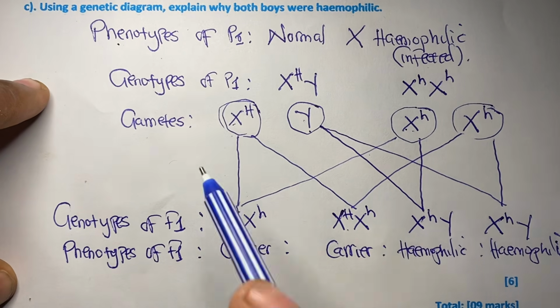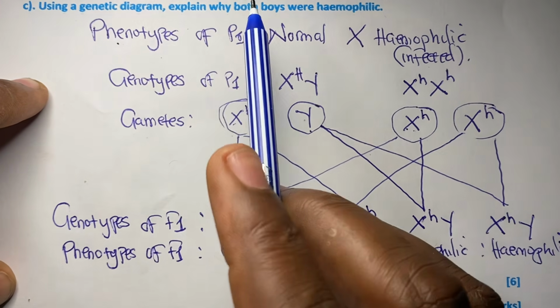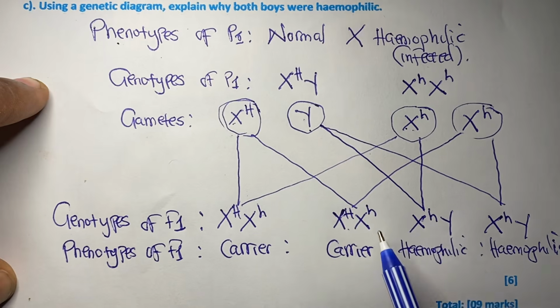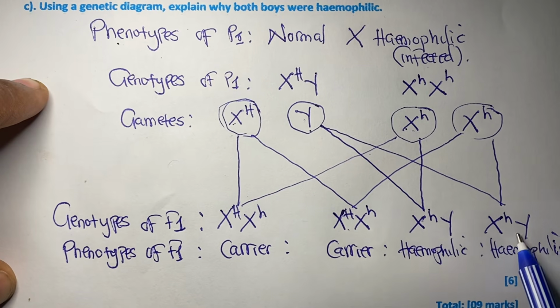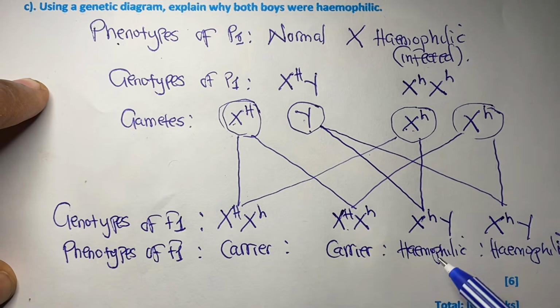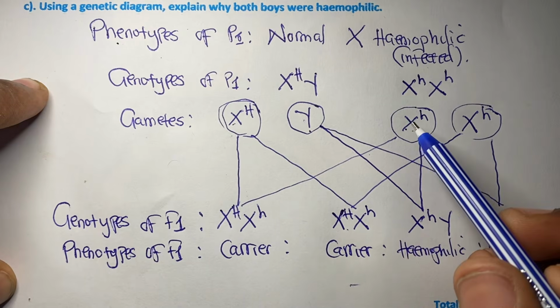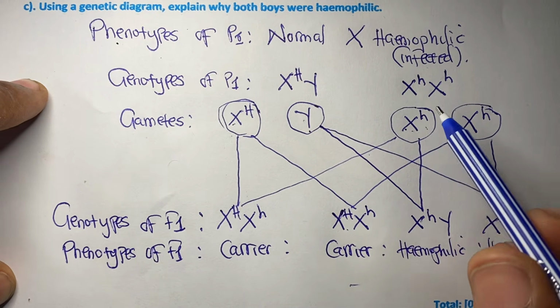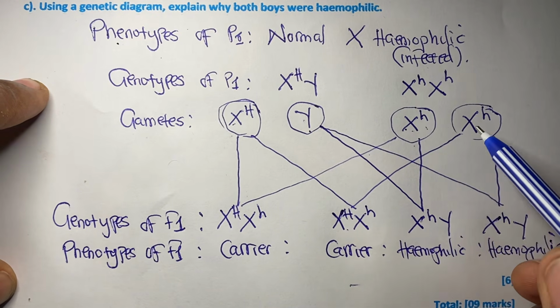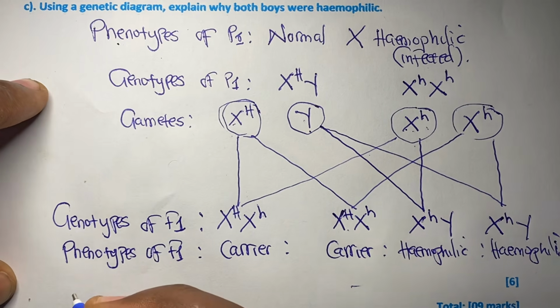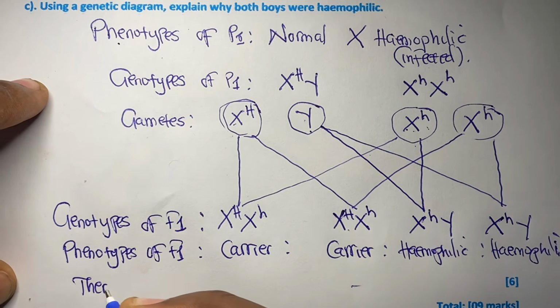So now we can observe that both boys were hemophiliac. So this is hemophiliac and this is hemophiliac. So how is this possible? It is possible because the mother was a hemophiliac. If the mother was non-hemophiliac, this wouldn't have been possible. So I'm going to say therefore.